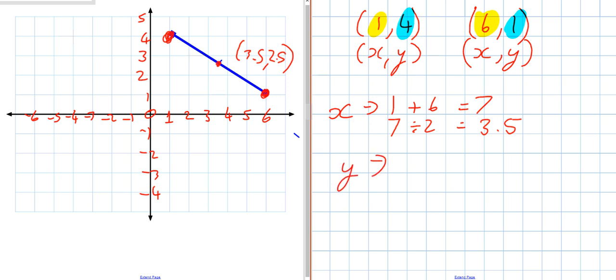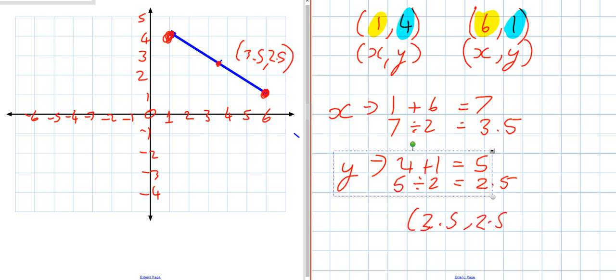Find the average of my y values. I'm going to add 4 plus 1, which I've highlighted in blue, which gives me 5. And then, again, to find halfway, I divide by 2, which gives me 2.5. So I've got coordinate (3.5, 2.5), and you'll notice it matches my graph where I measured the line.